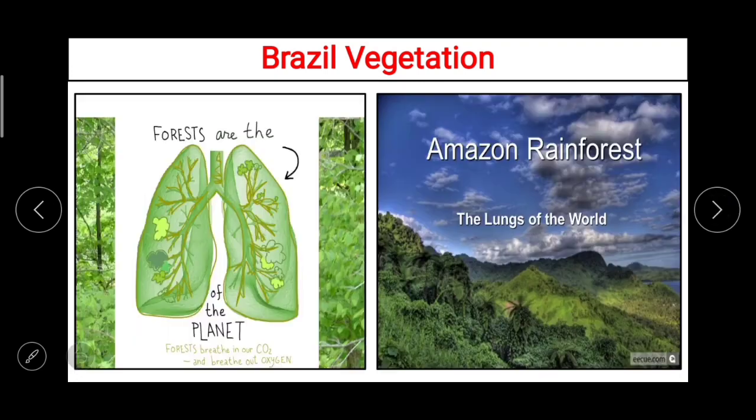Then next to this, because of the evergreen rainforests in Brazil, there is a large amount of oxygen that is released in the environment, and not only in Brazil but for the whole world, and this helps to reduce carbon dioxide levels. Therefore, these rainforests are rightly called the lungs of the world, and that is why the forest in Brazil is very important.